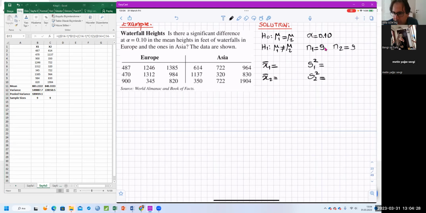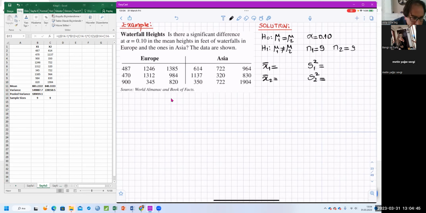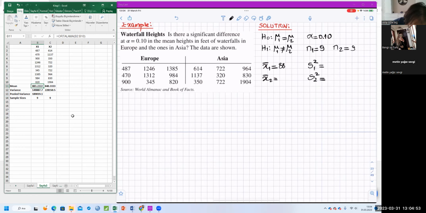Okay, I can write everything here within my lecture file easily, so I will prepare my lecture note accordingly. Okay, x1 bar is right there, 883.22. S1 square is 149,000. It's a big number.